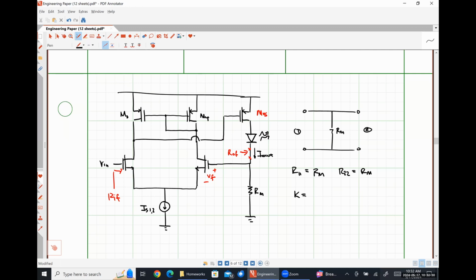what's K? So recall that we're going to apply a current on this side and measure the voltage here. Yes.